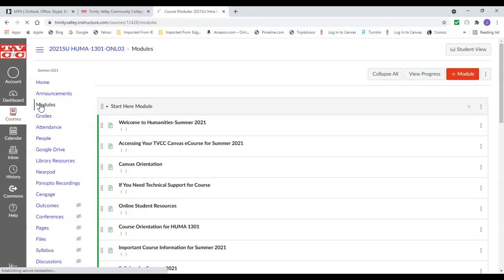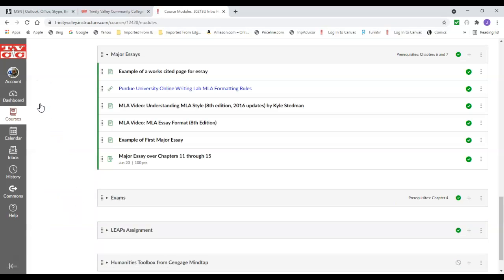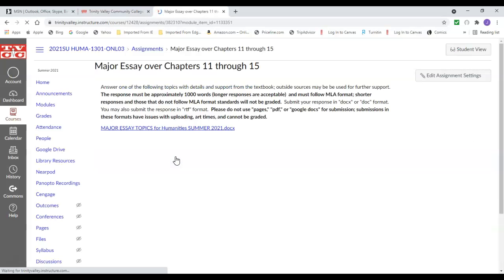Now we're going to talk about the topics. And then we'll talk about where to find information, not only in your textbook, but elsewhere. So here are the essay topics. And when you click on this, the assignment comes up.